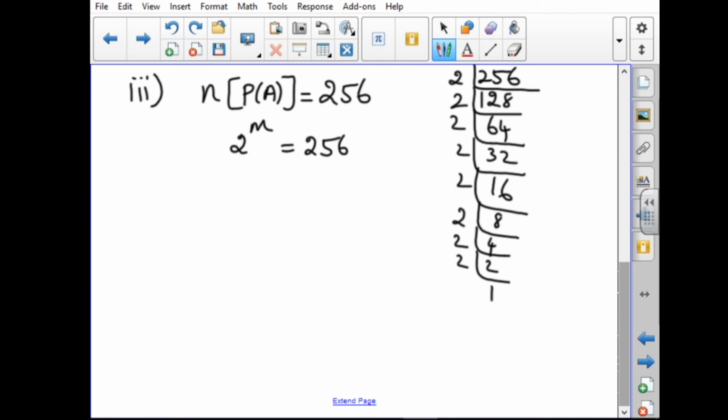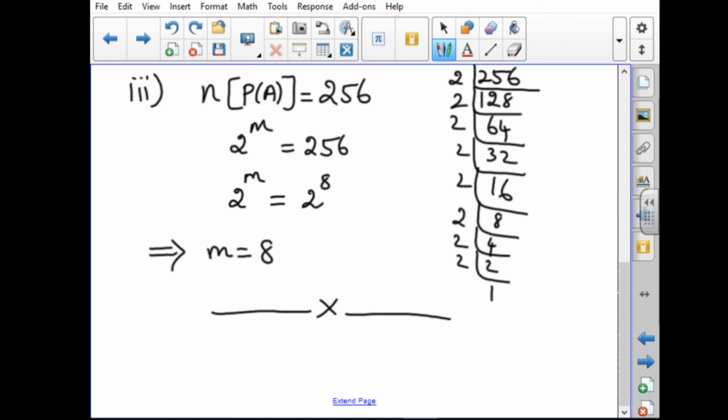Up to 1 you have to divide. How many 2's are there? Totally 8 2's are there. Okay. So here 2 power m is equal to 2 power 8. 2 power 8 is equal to 256. Okay. So here bases are common, so you should compare the powers. So the m value is equal to 8. Okay. So your exercise 1.2 is over.